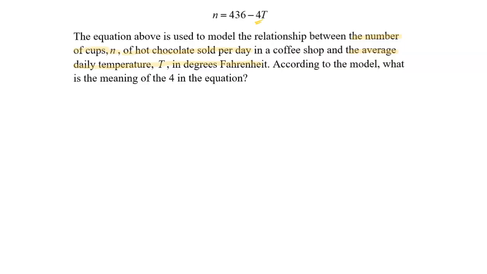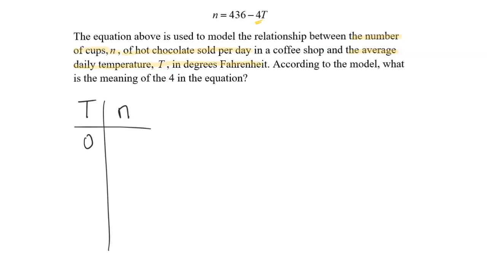And so we are going to look at this equation through a table. If I were to create a table of values for this equation, I notice that capital T is taking the place of x and lowercase n is taking the place of y in this linear equation. If the temperature was 0, obviously that would be a very cold day. We would probably expect to sell a lot of cups of hot chocolate in our coffee shop on that day, but let's just say that the temperature was 0.